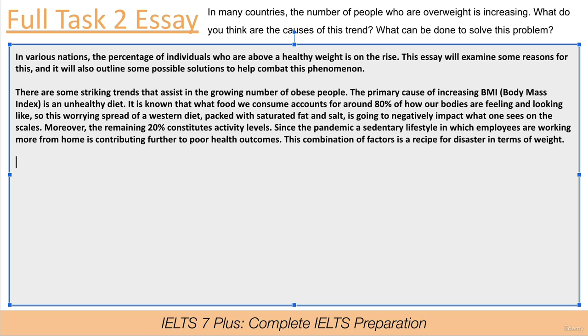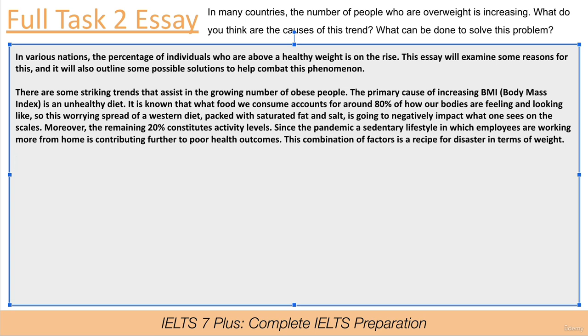Okay, let's read this back and see how it's sounding. There are some striking trends that assist in the growing number of obese people. The primary cause of increasing BMI, body mass index, is an unhealthy diet. It is known that what food we consume accounts for around 80% of how our bodies are feeling and looking like. So this worrying spread of a Western diet packed with saturated fat and salt is going to negatively impact what one sees on the scales. Moreover, the remaining 20% constitutes activity levels.